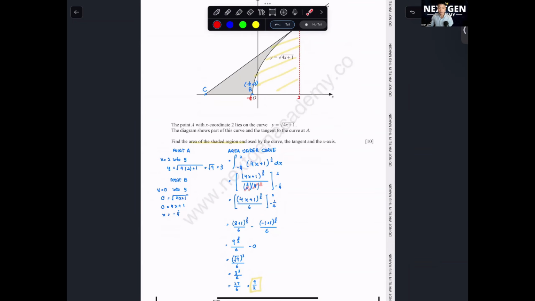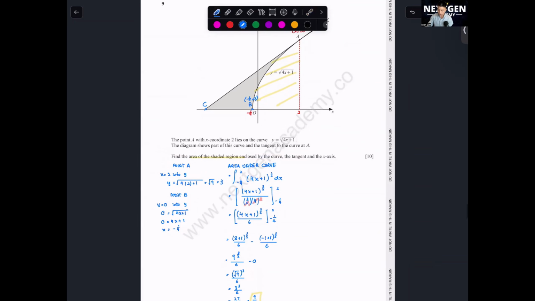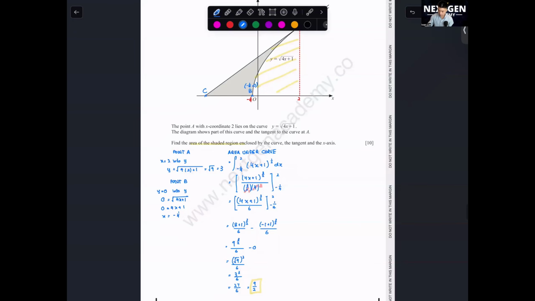Is there any other way to find it? I think we need the equation of the tangent, right? So let's find the equation of the tangent at A. We find the gradient first, dy over dx. What is dy over dx? 1 over 2, 4x plus 1.